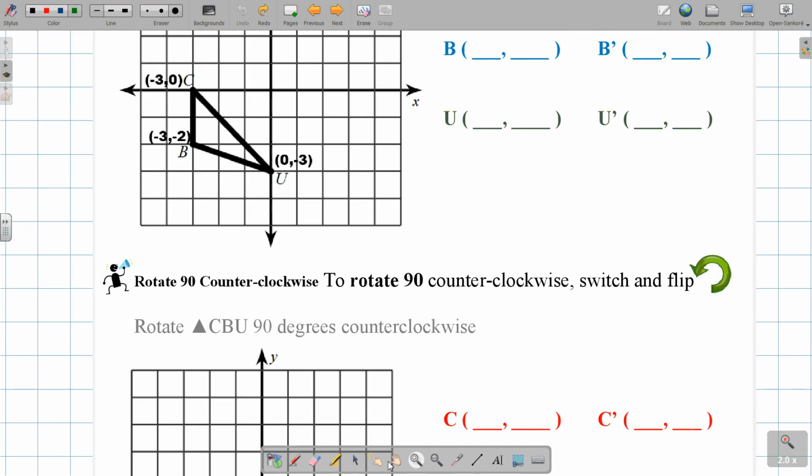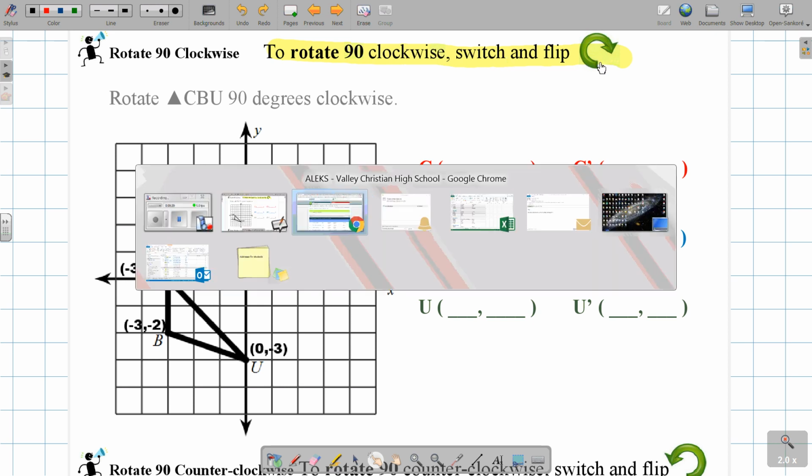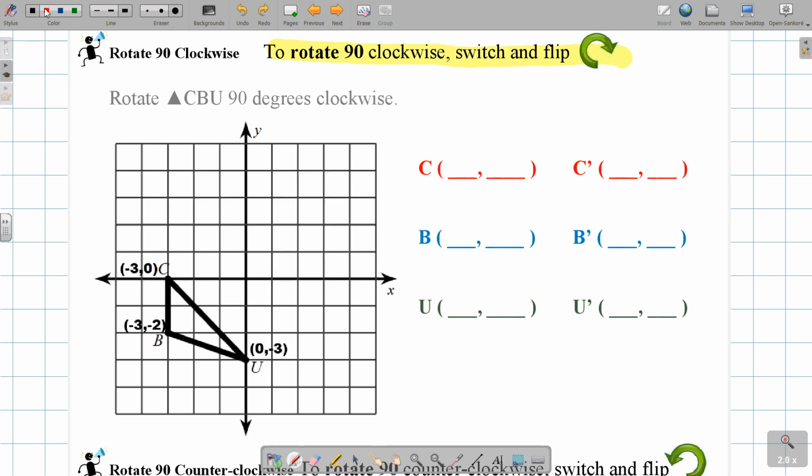Now we're coming to the tricky ones, which are the rotate 90s. Right here, we're going to rotate 90 clockwise, switch and flip to the right. Say that with me. To rotate 90 clockwise, switch and flip to the right. Step 1, let's get our coordinates.